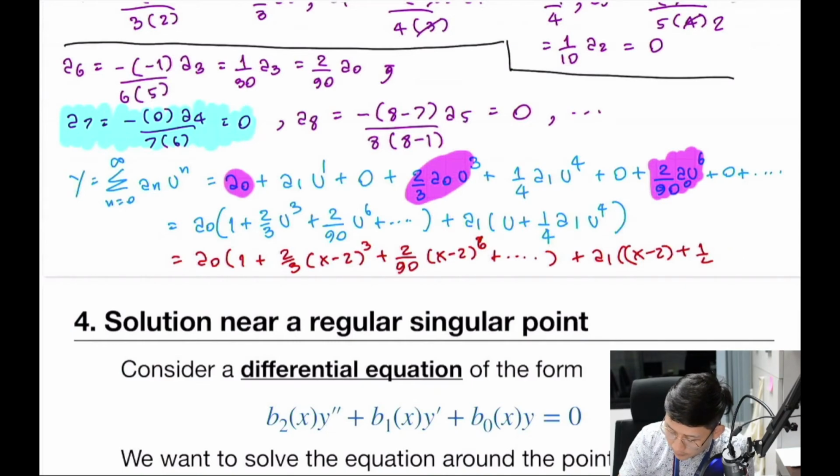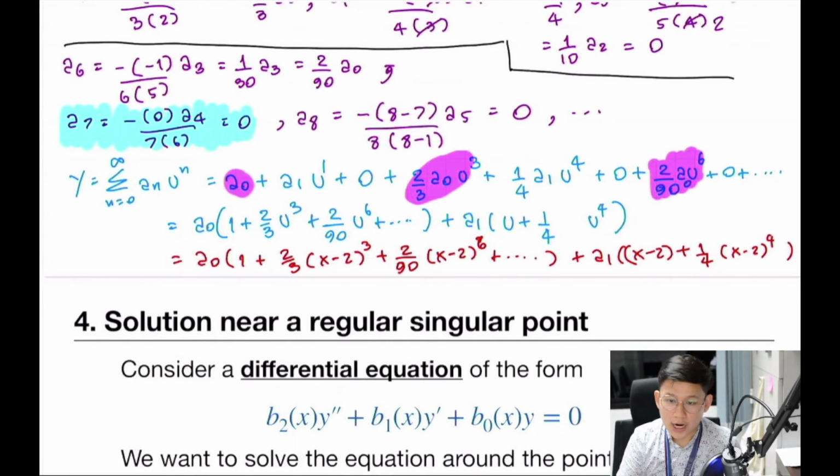1/4 x minus 2 to the 4. Sorry, there's no a1 here anymore. Okay, it's already pulled out. Okay, and that would be the solution.